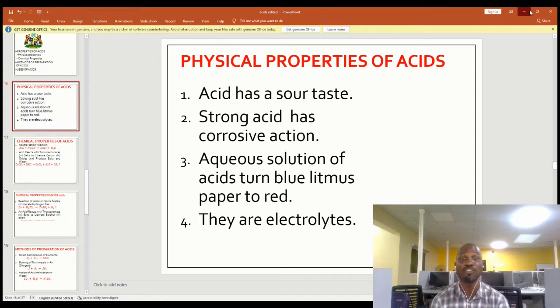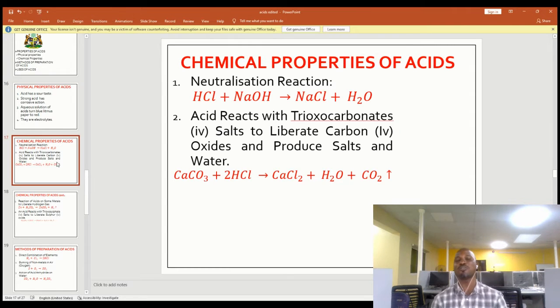Then they are electrolytes in solution. You can use them to conduct electricity. Remember, electrolytes are chemical substances that conduct electricity either in molten state, fused state, or in solution. Now let's look at the chemical properties of an acid.